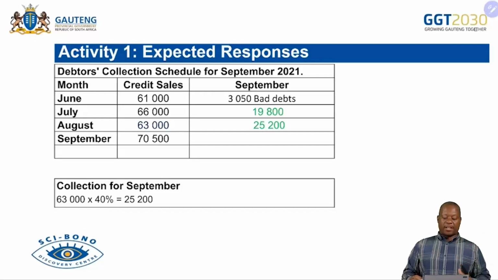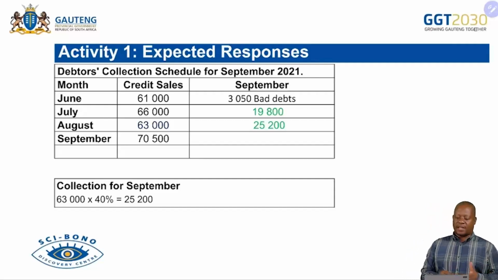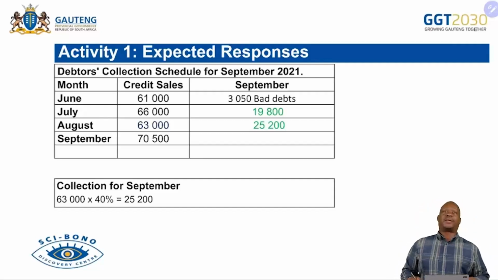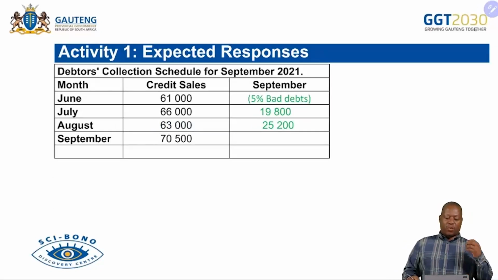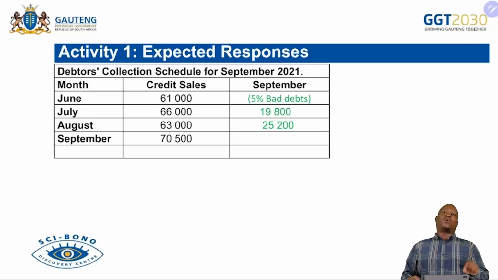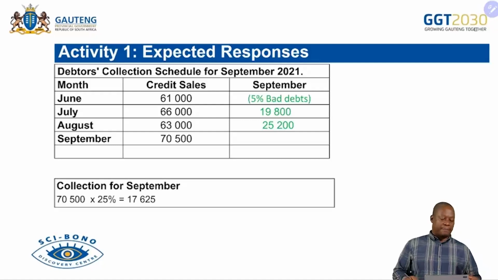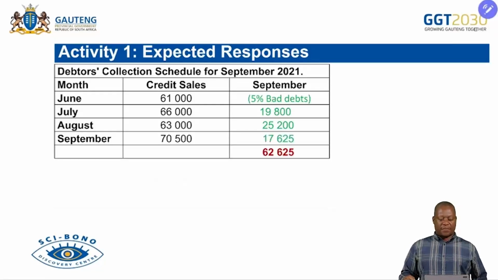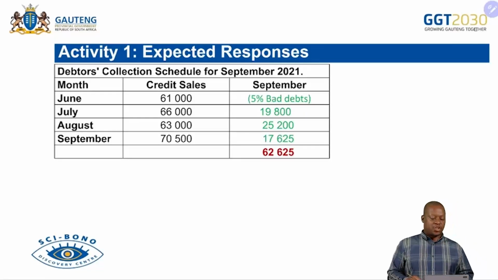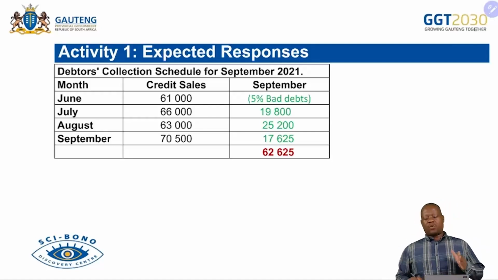We are now collecting 40%. So 40% of 63,000, we get 25,200. Straightforward. And then we move on to the last month. We are in September, where we are collecting the 25% in the same month. Remember what it says. A quarter in the same month, 25%. So the calculation will appear as 25% of 70,500, and we get 17,625. Check.